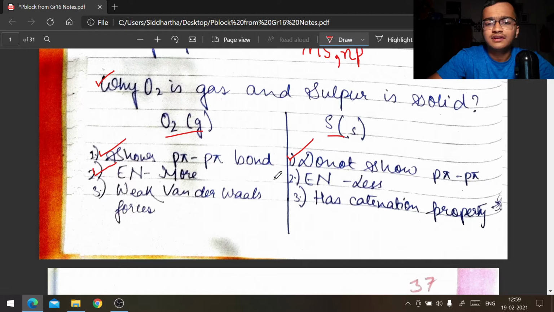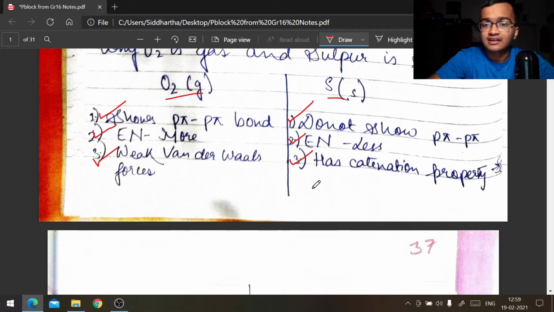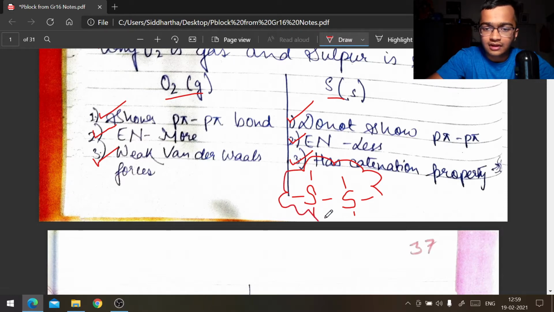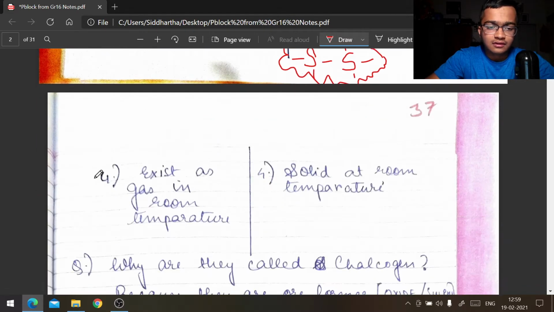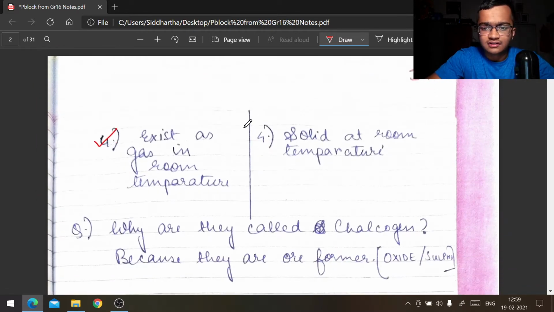Oxygen has more electronegativity and it has weak van der Waals forces, which are the main attractive forces that keep the O2 molecules together. Sulfur has the catenation property, which is a property of self-linking. Like this, one sulfur here, and these 4 sides can also get attached to other sulfur atoms. This is the catenation property which was seen in your organic chemistry when you studied that carbon has a property of self-linking, and this is called catenation. So oxygen can exist as a gas at room temperature and sulfur as a solid at room temperature. Now this point is not very much important.